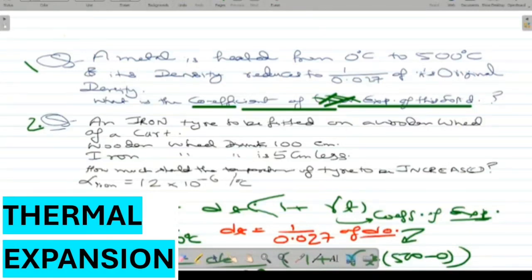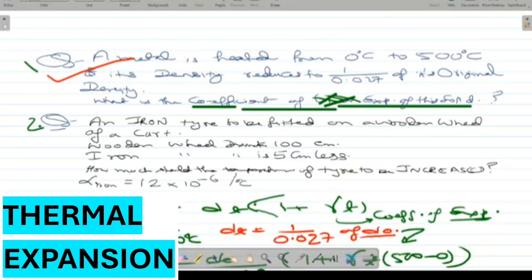So students, we have now solved question number 1. Now we are coming to question number 2. An iron tire to be fitted on a wooden wheel. A wooden wheel, have you seen a wooden wheel on a wooden cart? On a wooden cart, a metal strip is inserted over there.